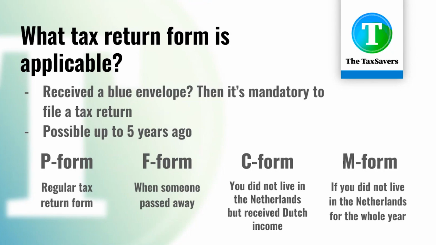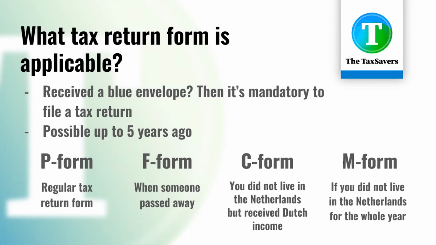Are you not sure? Feel free to reach out to us or to the Belastingdienst. Did you forget to file one of the returns from previous years? No worries. You can file the tax returns up to 5 years back. So there are multiple types of tax returns depending on your situation in that year. Which forms are there? We have the P form. This is the regular tax form if you've been living in the Netherlands for the full year.